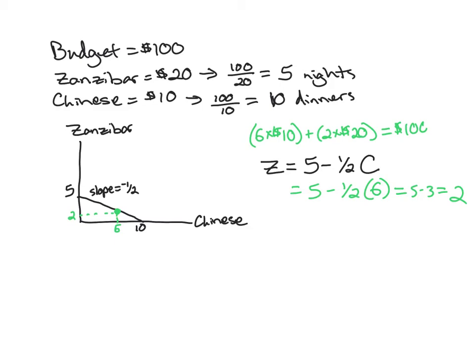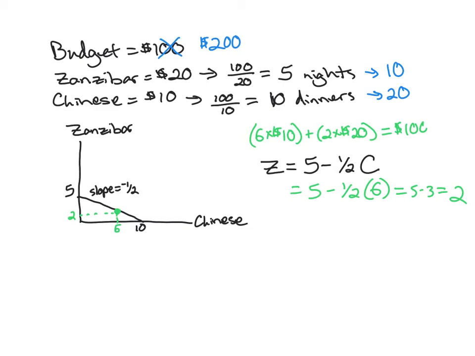Part C of our question gives us a new scenario. It says, assume that May comes into some money and can now spend $200 per month. So her budget has just doubled to $200. Okay, so that's going to double how many times she can go out to eat because the prices of the meals or the visits haven't changed. So she can now go 10 times to Zanzibar or 20 times to the Chinese restaurant or some combination within.